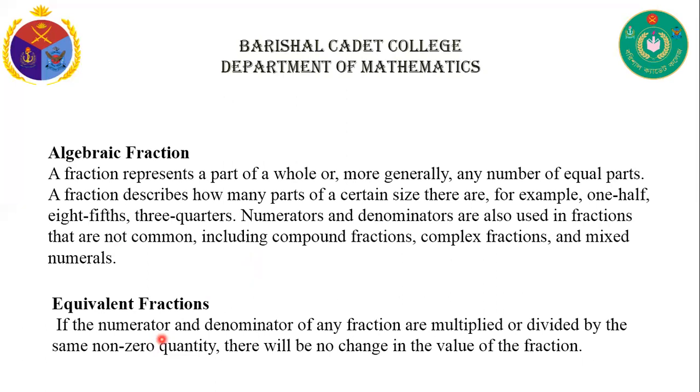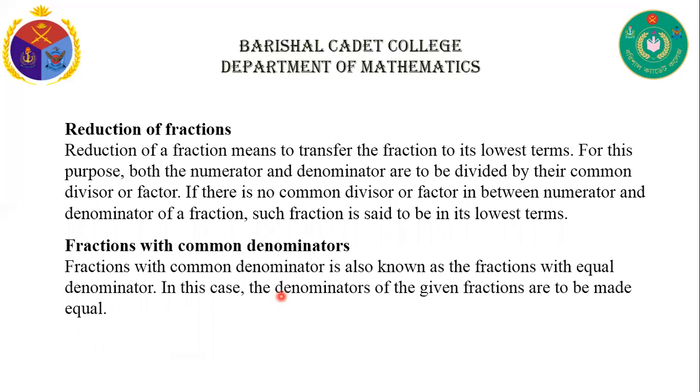Okay, now equivalent fractions. If the numerator and denominator of any fraction are multiplied or divided by the same non-zero quantity, there will be no change in the value of the fraction. Like we can say 1 by 2 equals 2 by 4. So there will be no change of value. If we divide 2 by 4 by 2 on both numerator and denominator, then the fraction will be 1 by 2.